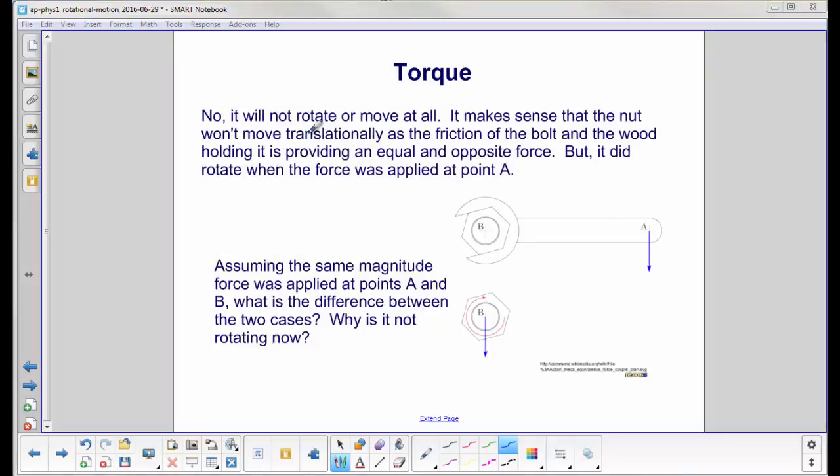As we just said, the nut will not rotate or move at all. It makes sense that the nut won't move translationally, as the friction of the bolt and the wood holding it is providing an equal opposite force. But why isn't it rotating? It rotated when we applied a force here, but is not rotating when we apply a force right in the middle. Let's assume we're using the same magnitude of force at points A and B. What's the difference between these two cases? Why is it not rotating now?